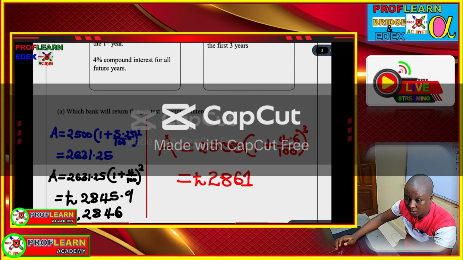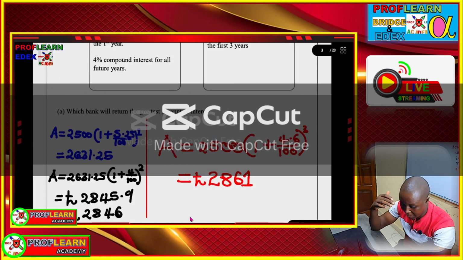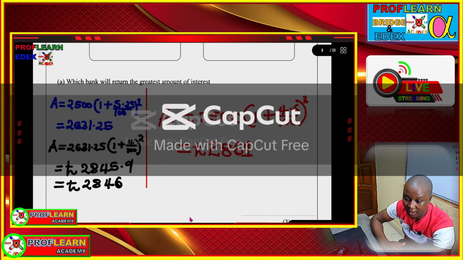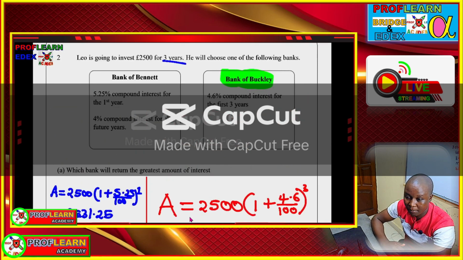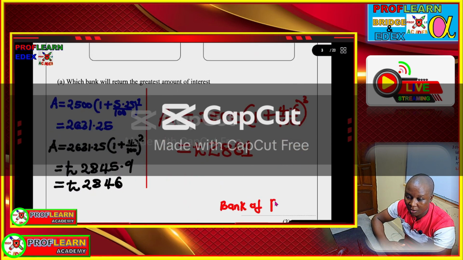So the question was, which bank will give better returns? The bank that is going to give better returns, you can see, is the Bank of Barclays.